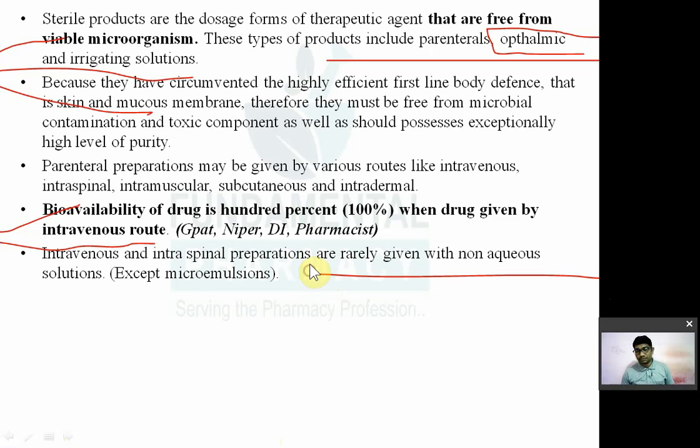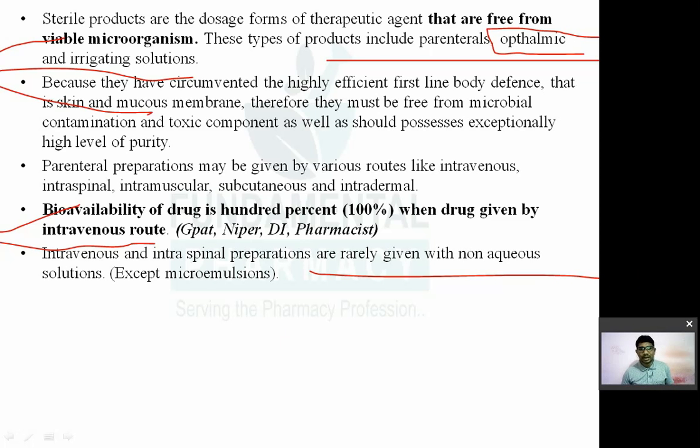यहाँ पे दूसरा कोई सॉल्वेंट यूज नहीं करना, जैसे ग्लिसरीन होता है, प्रोपिलीन ग्लाइकोल होता है, या फिर अदर वेजिटेबल ऑयल होता है. So that means intravenous and intraspinal injections are mostly prepared as aqueous solution. Okay, they are mostly prepared as aqueous solution.